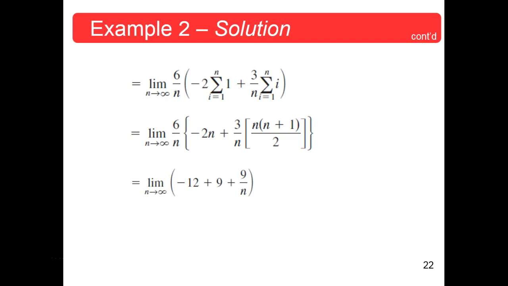Now, multiply both of those by 6 over n. So this is 18n squared plus 18n all over 2n squared. Okay? So 18n squared over 2n squared is 9. And 18n over 2n squared is 9 over n. And that's, we did that part.